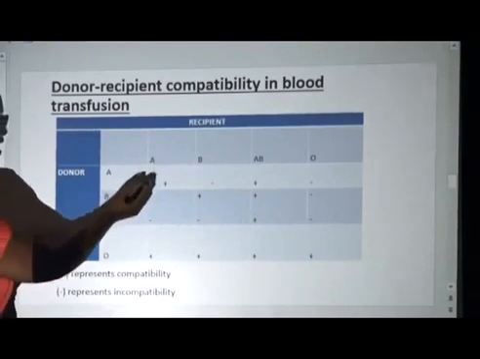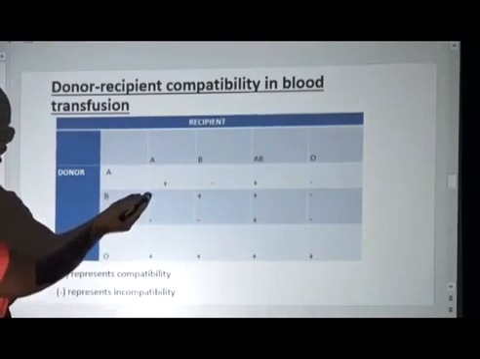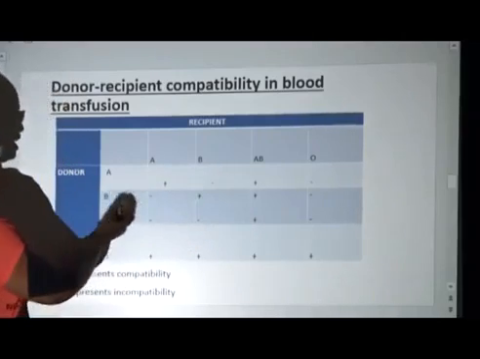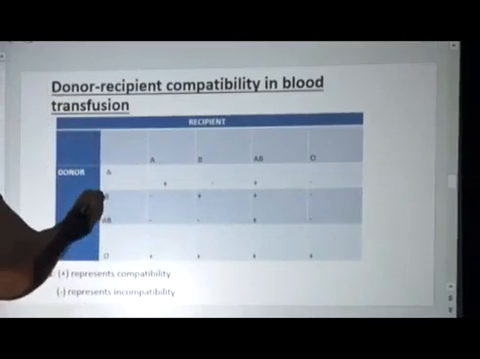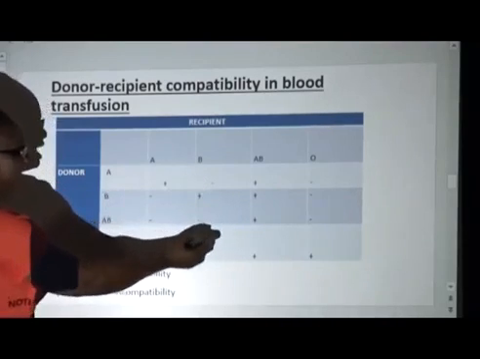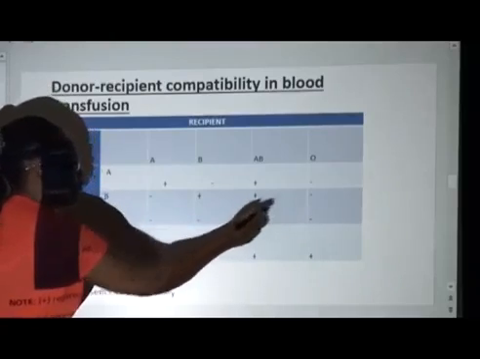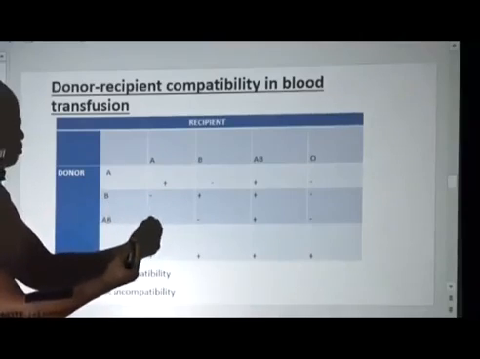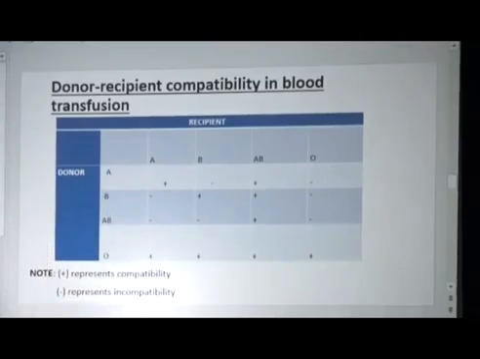B cannot donate to A. B can donate to B. B can donate to AB. B cannot donate to O. Blood group AB cannot donate to A, cannot donate to B, can donate to AB, cannot donate to O. O can donate to A, B, AB, and O. That is why blood group O is said to be the universal donor. AB is the universal recipient. It can receive blood from all the types of the blood groups.